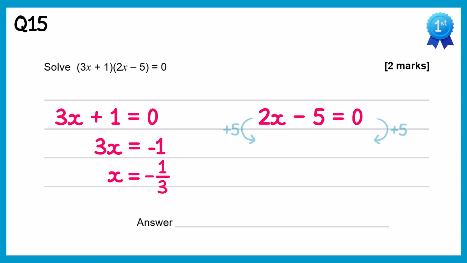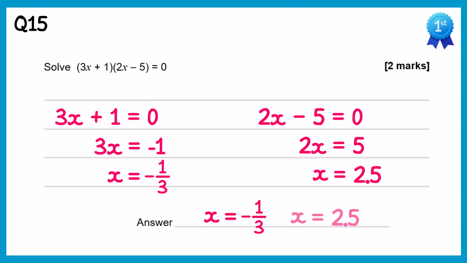For the right equation, add 5 to both sides. The 5's will cancel on the left, so we just have 2x, and 0 plus 5 on the right is 5. Then divide both sides by 2. 2x divided by 2 is 1x, and 5 divided by 2 is 2.5. So we end up with these two solutions, x equals negative 1/3 and x equals 2.5.